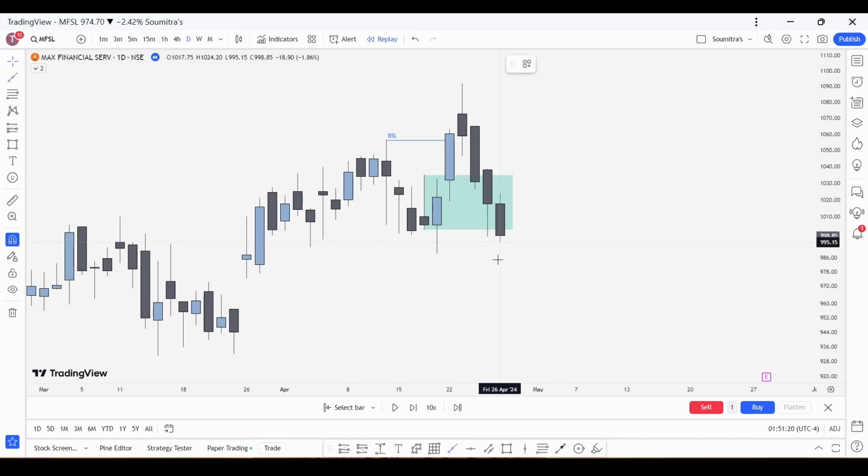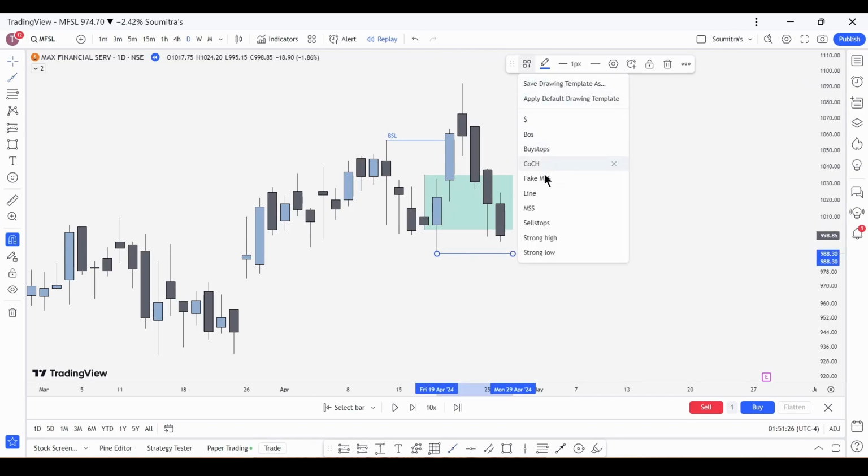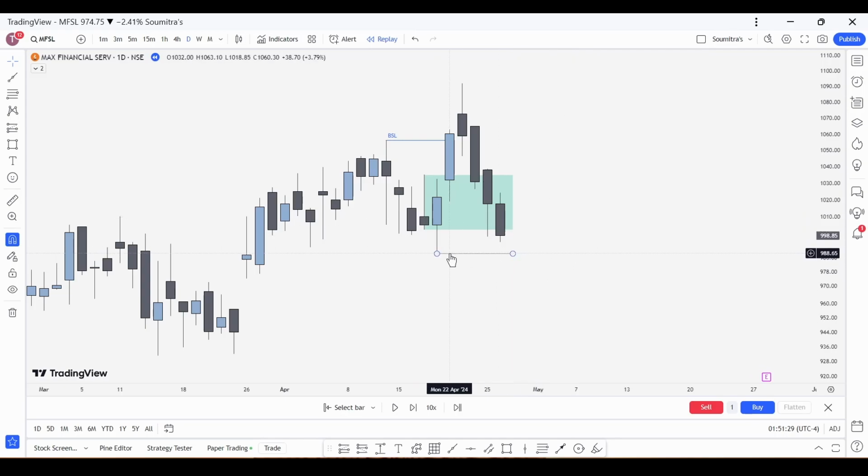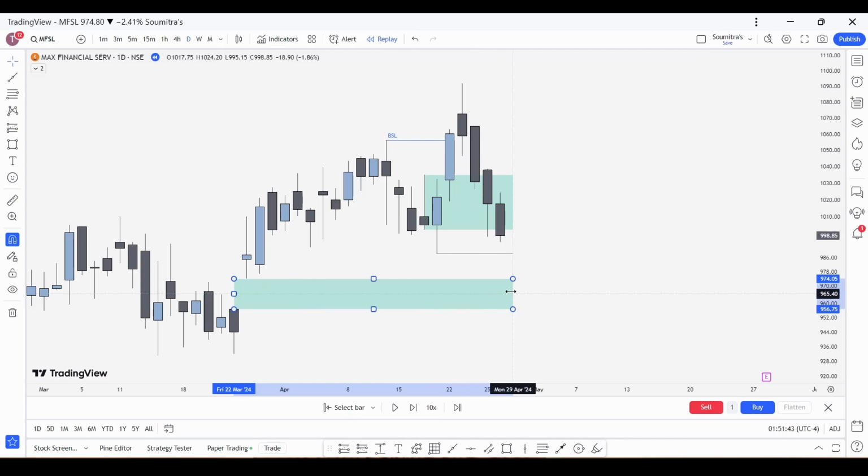So since this is closing basis, for us the bias is bearish, but up to which point? Up to this point. This is our first draw on liquidity, and after that, if it clears this with the convincing price action that we will discuss, then the next draw on liquidity is this gap. This gap volume imbalance, this is the next draw on liquidity. So having that in mind, we move to today's price action.